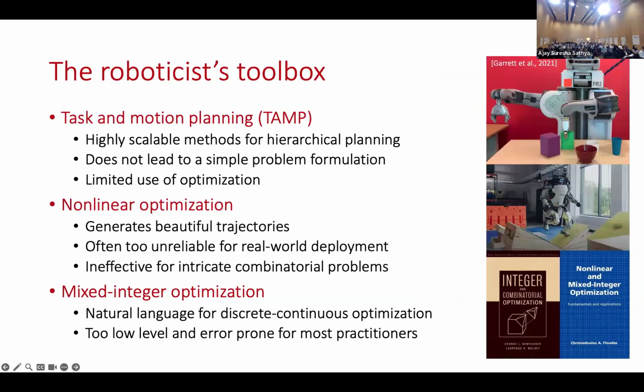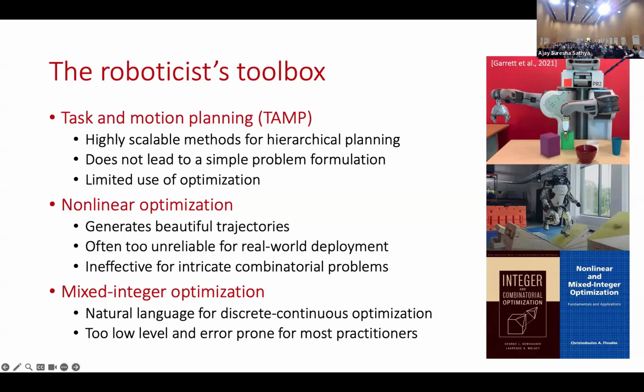I won't even try to list all the different directions in which this interplay between discrete and continuous decision-making has been tackled. A few relevant to us in robotics are, for example, task and motion planning that provides very scalable and effective methods for these kind of hierarchical planning problems. On the other hand, seen from the perspective of the three criteria that I just listed, task and motion planning does not really lead to a clean mathematical formulation of the problem that we can study formally. And also, it doesn't really fully exploit all the optimization tools that we have.